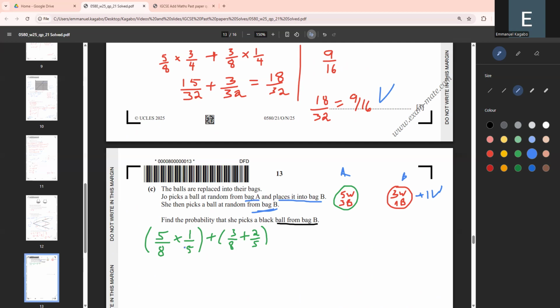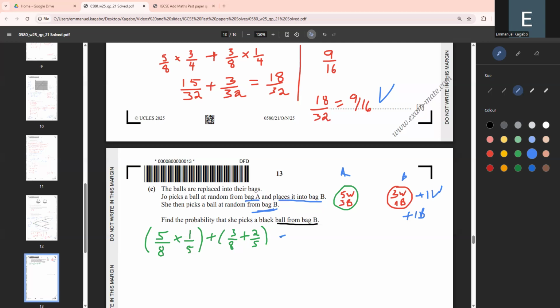This time I'm assuming he picked the white ball from bag A. What if now he picks black ball from bag A and then puts it in bag B? Now, how many black balls do you have here? They're going to be 3 out of 8. Now, he places black ball because he's picking black ball first. Now, 1 black ball. So how many black balls are you having here? They're going to be 2. But what is the total? 5. So that's why I have 2 over 5.